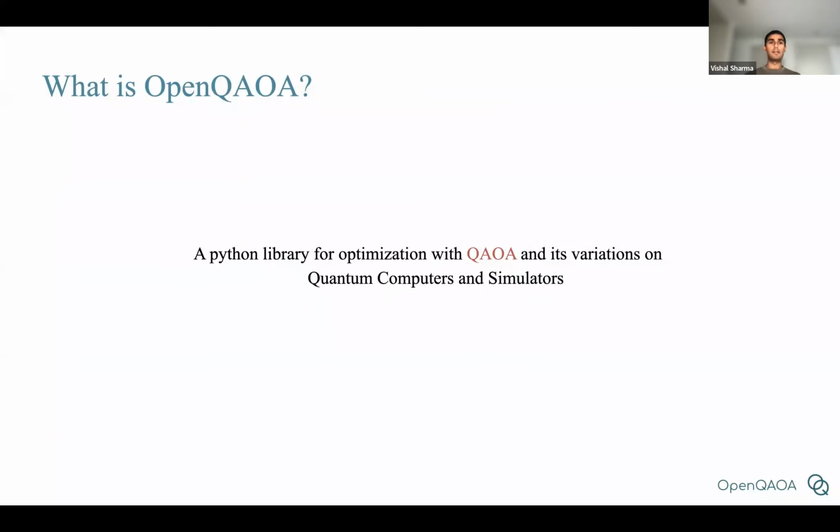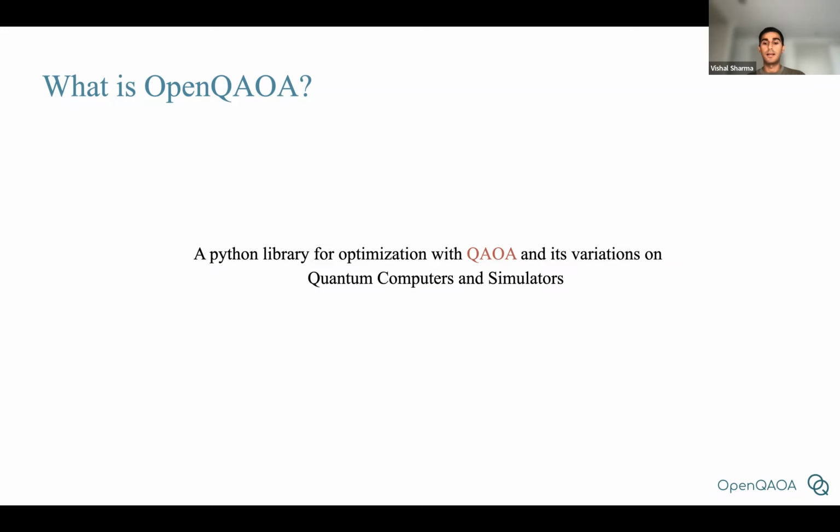All right, so let's start with the question. Actually, before I start with the first question, I would like to quickly say that I plan to divide this presentation mainly into trying to answer 3 questions. The first of those questions would be, what is actually OpenQAOA? So I'll quickly try to define what this thing is.